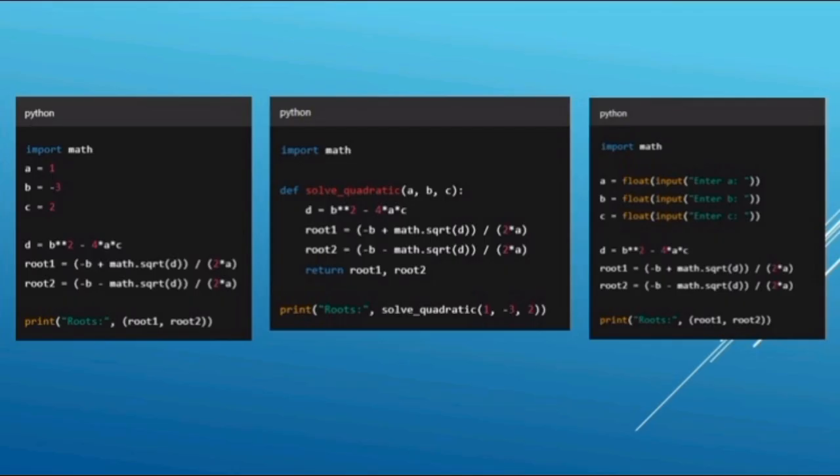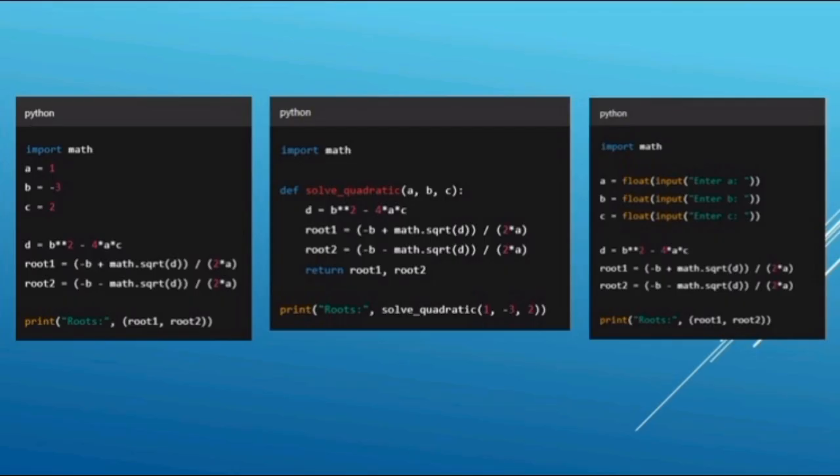In the third case, if we want to take the coefficients a comma b comma c from the user, we go to this approach: import math, next take the input from the user, next the formulas for root 1 and root 2 as they are, next the print statement.